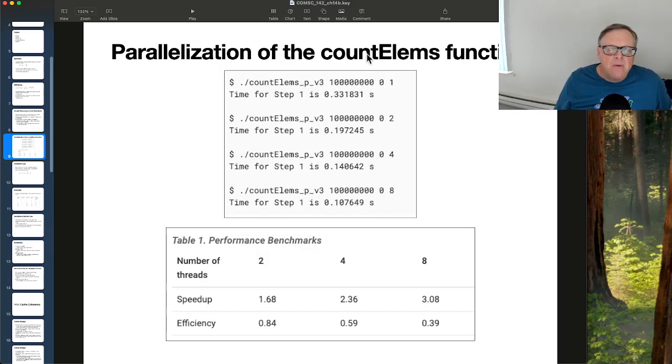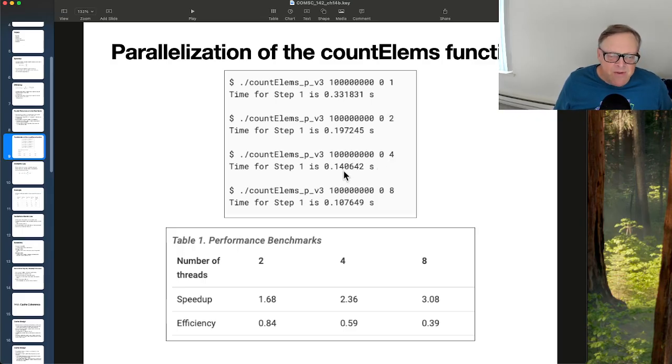So here, for example, we had this thing called count elements, which I think is the one that would have a long array consisting of digits 0 through 9, and you're going to count how many times each of those digits occur. On one processor it takes 0.3 seconds, but on 2 processors it's 0.2 seconds, and 4 processors is 0.14. So this is pretty much the situation we were talking about. Quadrupling the number of processors cut the time about in half.